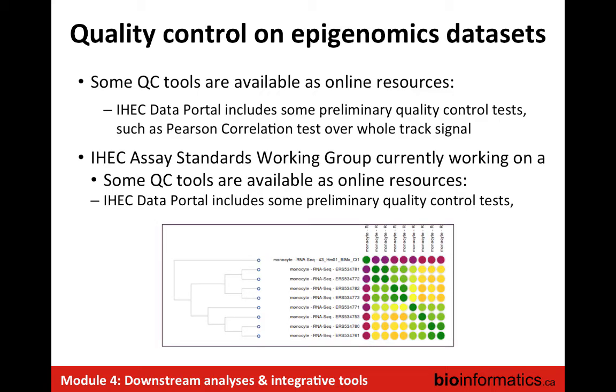So there's also online resources which can help you a bit with that. For example, in the IHEC data portal, there's this Pearson correlation test that's being run over all of the tracks which are archived by the portal, and it can generate these matrices, these kind of heat maps that will cluster data sets based on their similarity. There's also currently in the IHEC assay standard working group, a set of QC metrics that's getting set, and people are gradually starting to generate QC metrics on the data sets that they release, and then these metrics will be available within the metadata, and people who download the data sets will be able to have an overall idea of the quality of the data sets that they use.